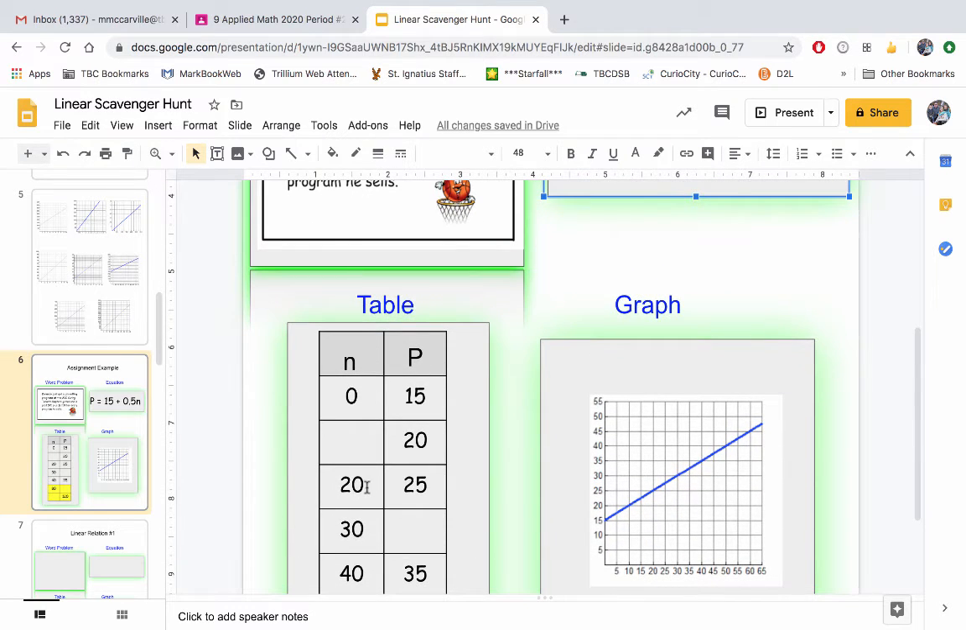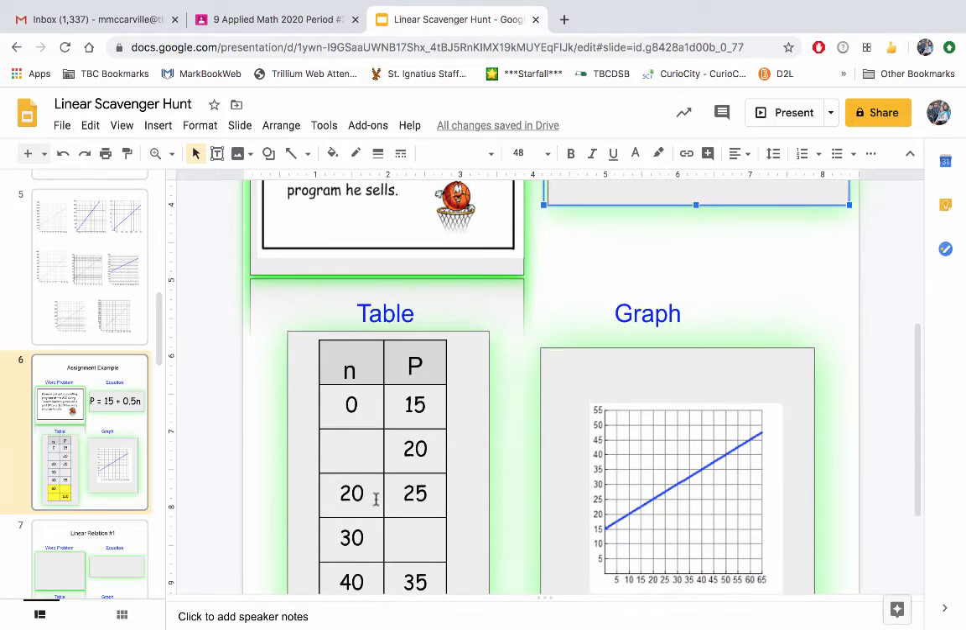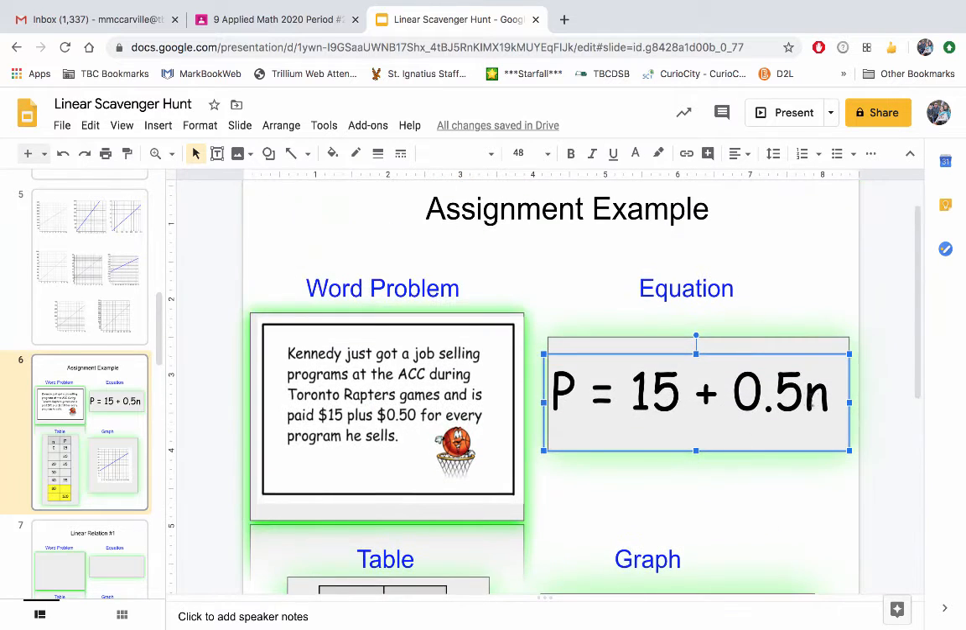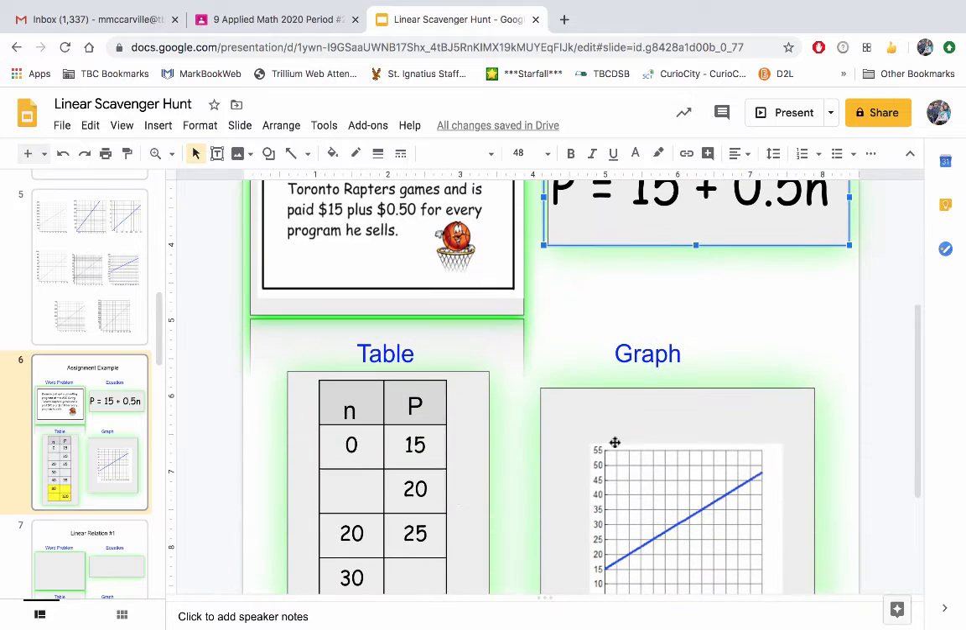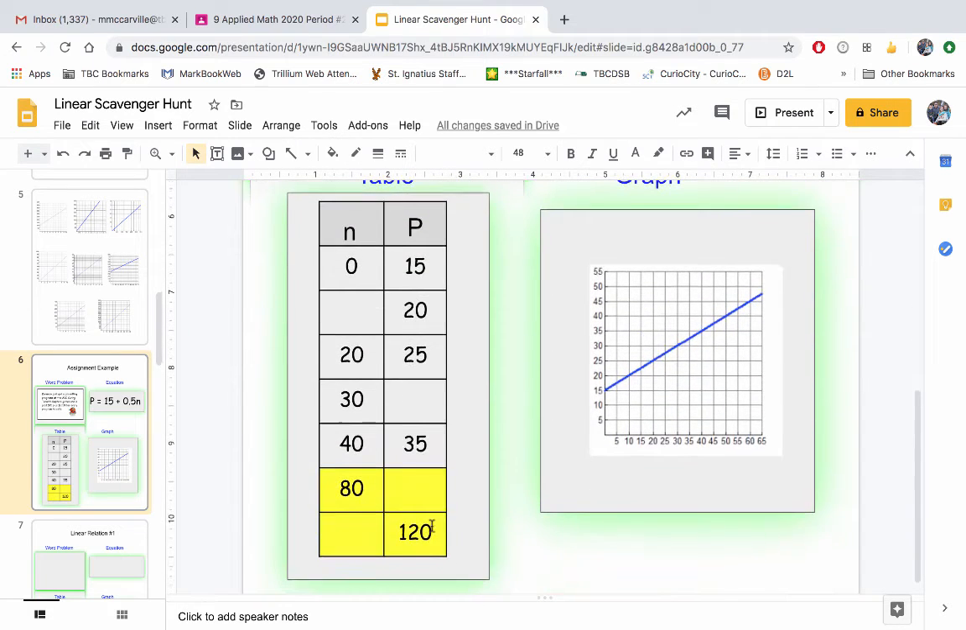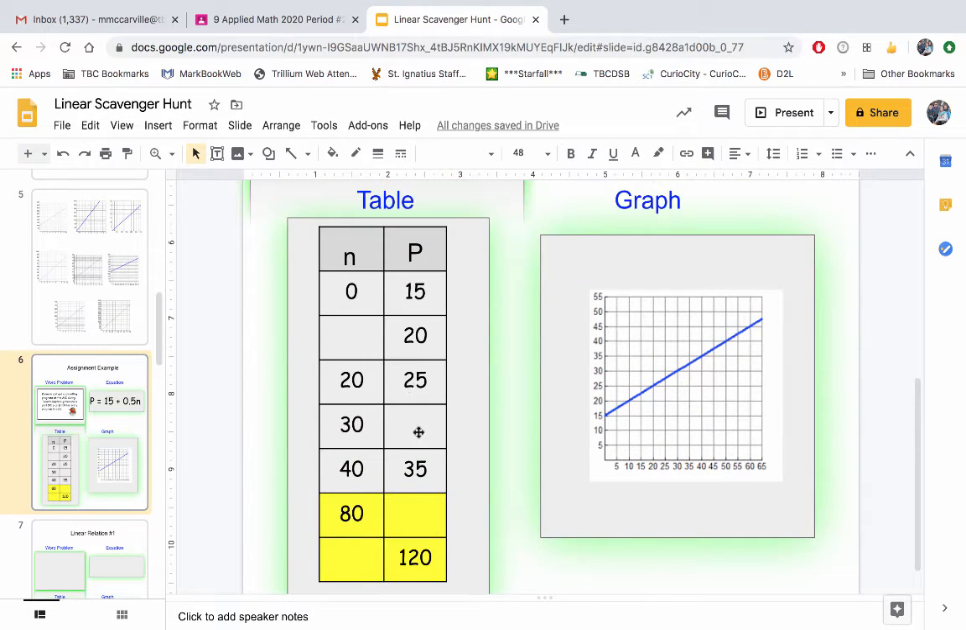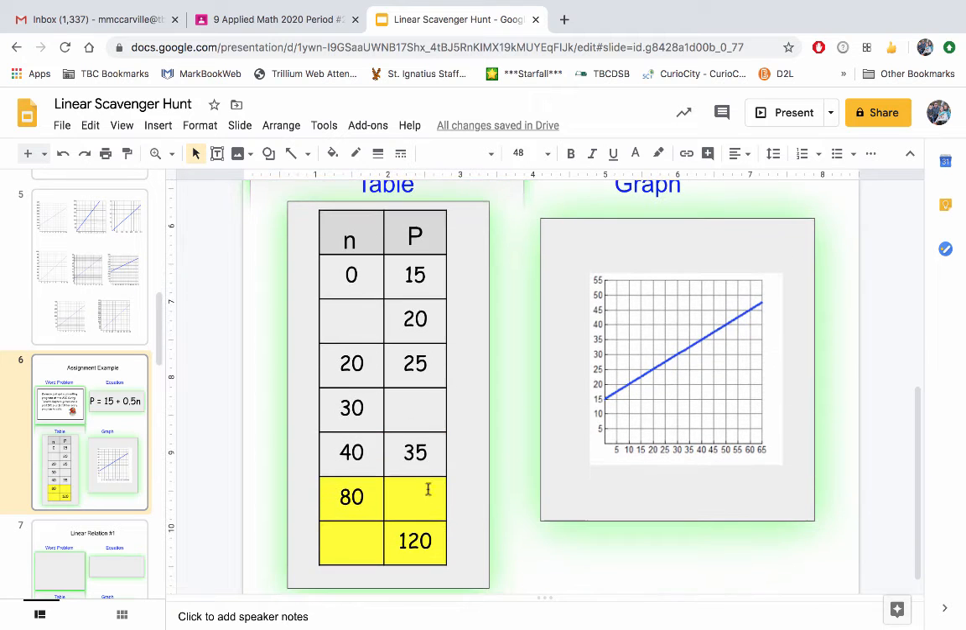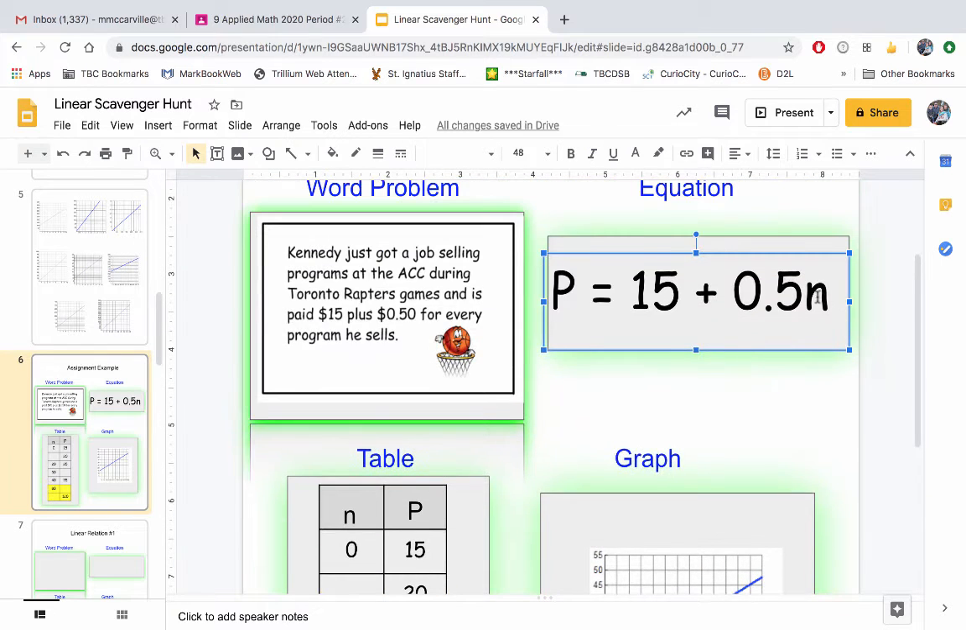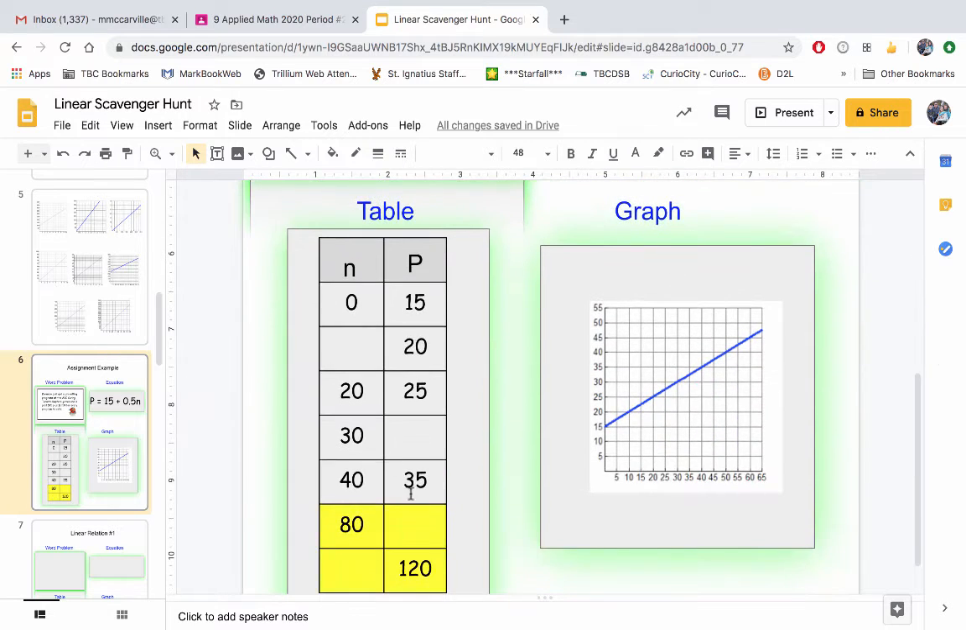Now, if you look at this other one, this 20 and 25 that's done for you, if I plug this into the equation, if I put 20 in for n, 20 times 0.5 is 10, if you put that in your calculator, and 10 plus 15 gives me 25. All right, so the only other one in here that's filled in completely is the 40 and 35, and I'll just quickly go over that. 40 programs times 0.5 is $20, plus the 15, he'll get paid $35.